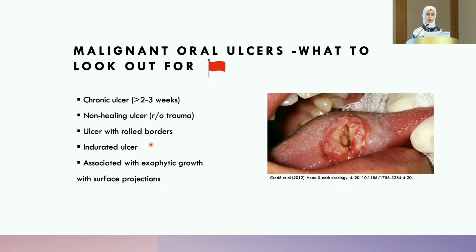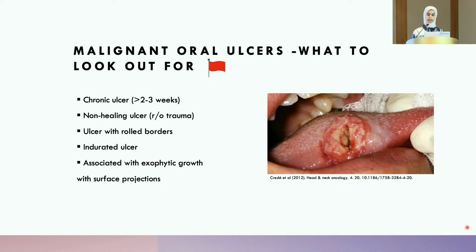Any ulcer with a rolled border really should be palpated, because if we were to palpate it and find that there was induration on palpation, this is also really suggestive of a malignancy. So rolled margins and an induration, these are really the most significant features of malignancy. And then really anything with an exophytic growth with surface projections as well.